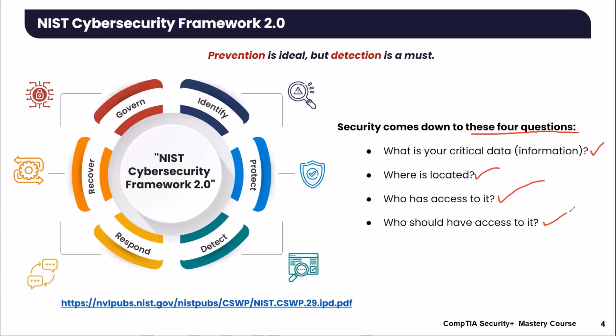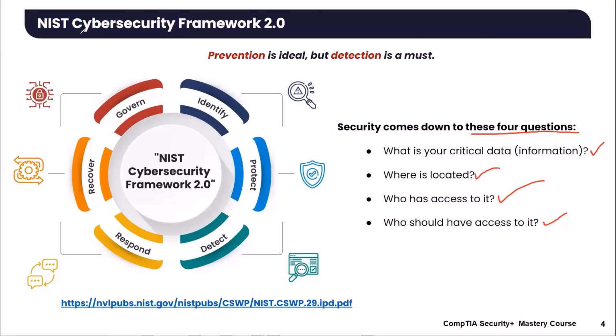Number 4 is, who should have access to it? See, once you know who has access to it, you need to ask, okay, should they have access to this critical data? Keep these 4 questions in mind as we go on and talk about the rest of this course.